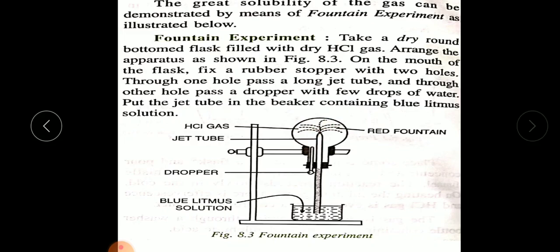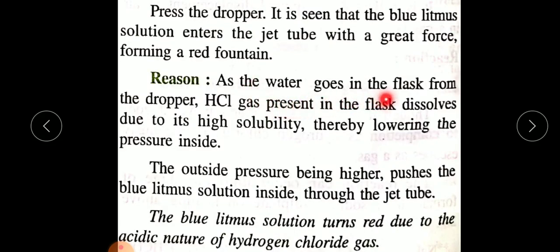Now the reason for this: as the water goes into the flask from the dropper, the HCl gas present in the flask dissolves due to its high solubility. As you press the dropper, the water goes into the flask where the dry HCl gas is, so it will dissolve, thereby lowering the pressure inside. So it will decrease the pressure. Now the outside pressure, being higher, pushes the blue litmus solution inside through the jet tube.